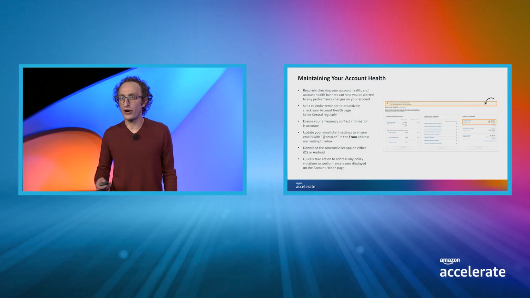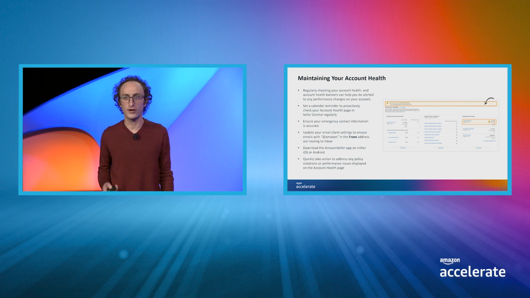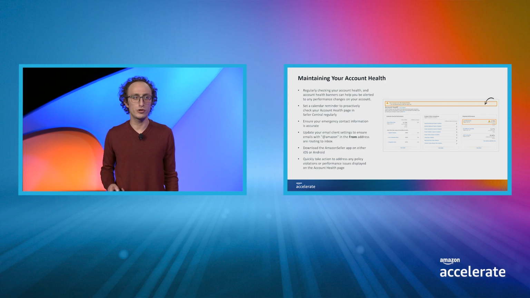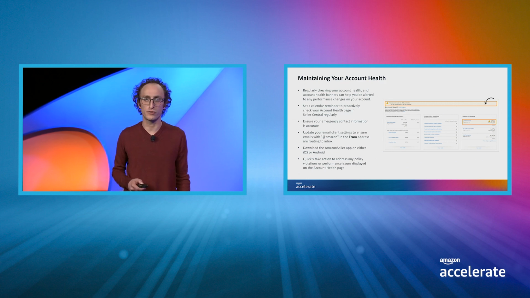If you visit the Account Health page in Seller Central, you'll notice that every couple months we ask you proactively to verify that that information is up to date. But if you need to change it at any time, you can do so using your settings in Seller Central. You can also make sure that you receive any important email notifications from Amazon that relate to your account health by adding Amazon.com domains to your email client's allow list and preventing those emails from being categorized as spam or being moved to your trash folder.